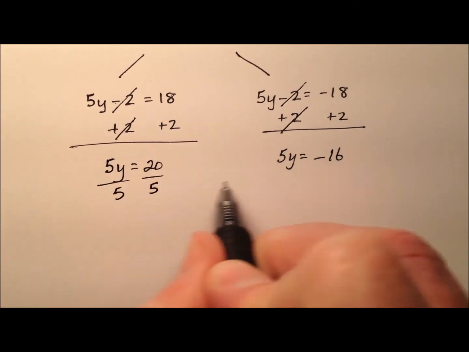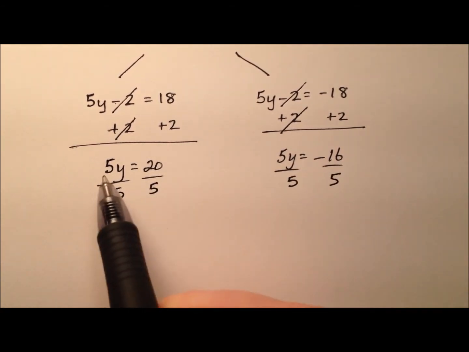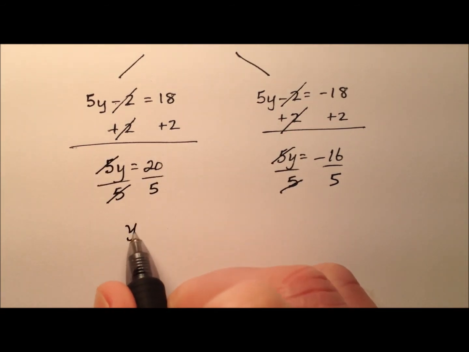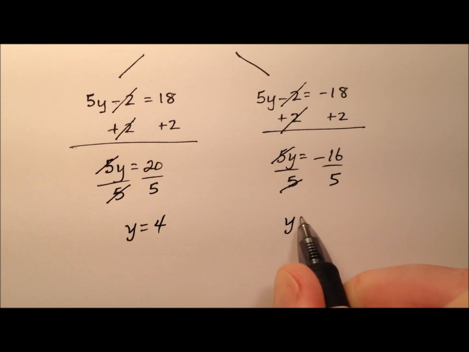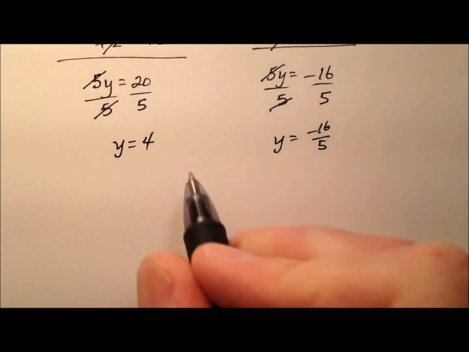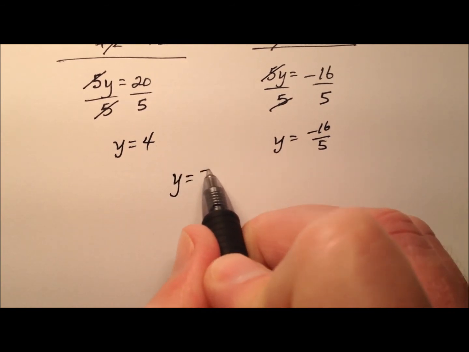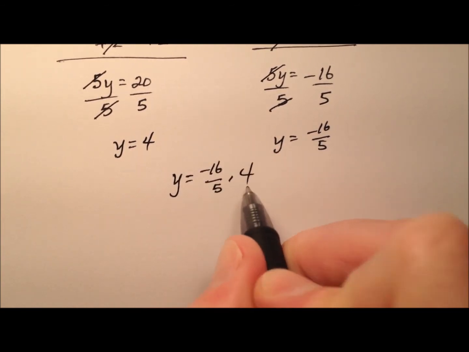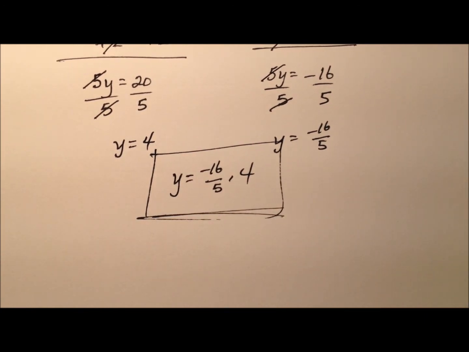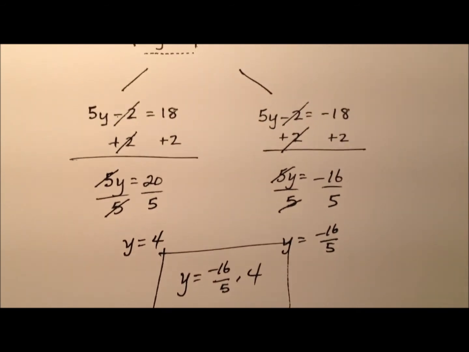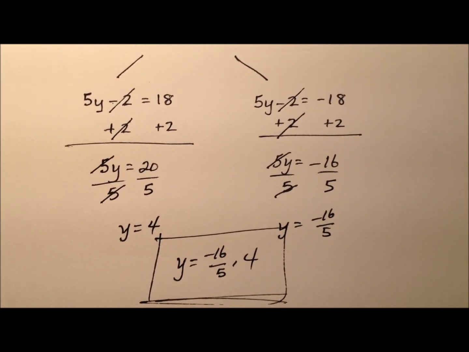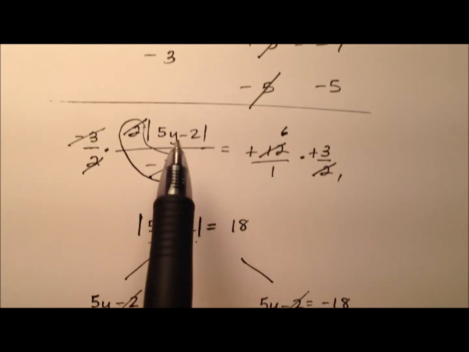And we will divide both sides by 5 in order to isolate that y. So in the left one, I'll have y equals 4. And on the right one, I'll have y equals negative 16/5. So I can say now my values of y are negative 16/5 and positive 4. And these two values will be the solutions for my absolute value equation. And I could plug them in and make sure that they work. You also could do that, but let's go ahead and do the 4 real quick.